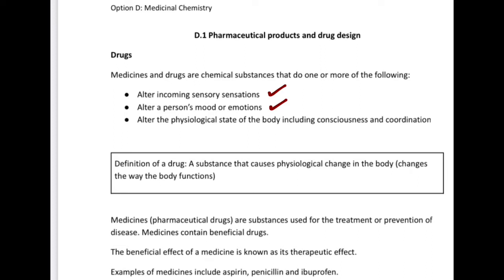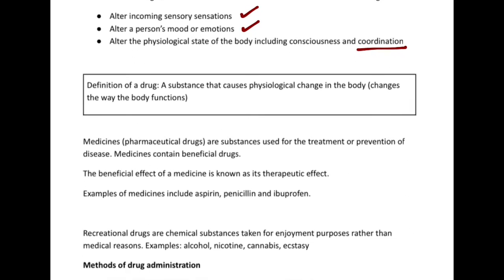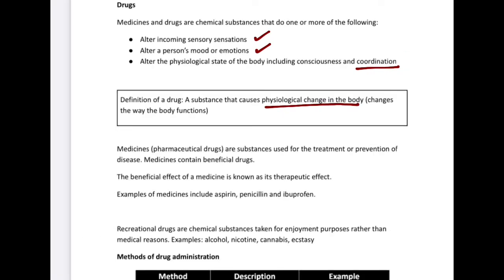And you can also have drugs that cause change in coordination. For example, you can have loss of coordination, loss of muscle strength, loss of consciousness, numbness, seizures, paralysis. So these are all effects of drugs. Now, definition of a drug, it's a substance that causes psychological change in the body. In simple terms, a drug changes the way the body functions.